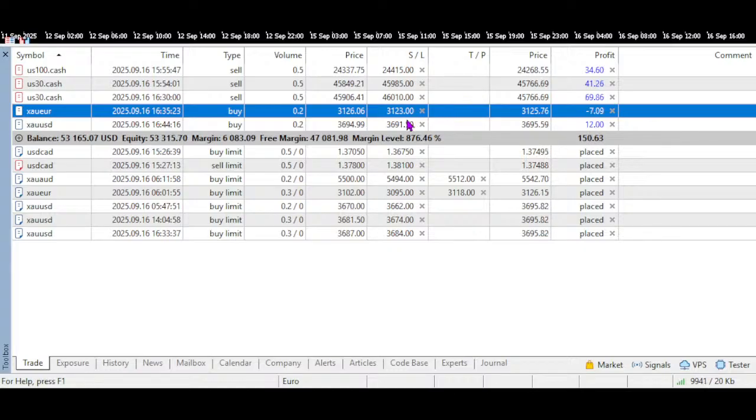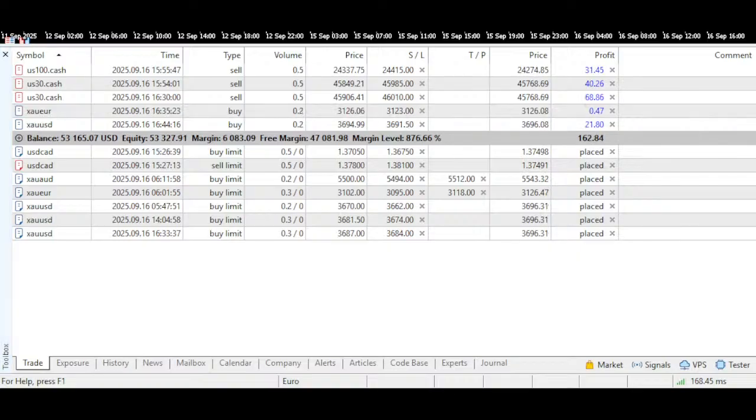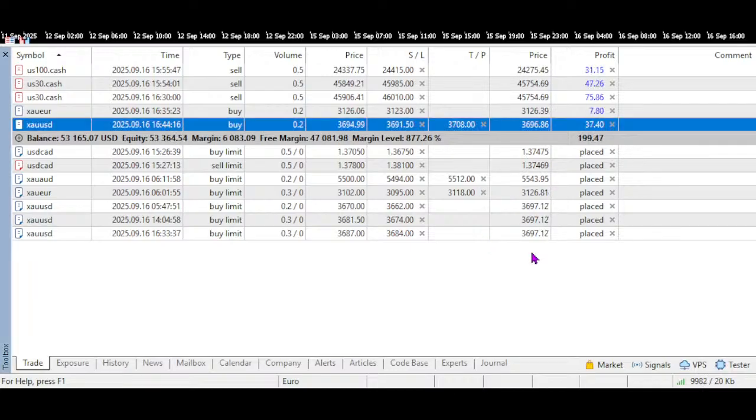The other one, the gold euro, I've tightened. This one looks like I'm not sure whether the break is going to happen or not. If it happens, then we should see the price moving towards at least 3708 and 3715. So 3708, you want to put between 3708 to 3715.